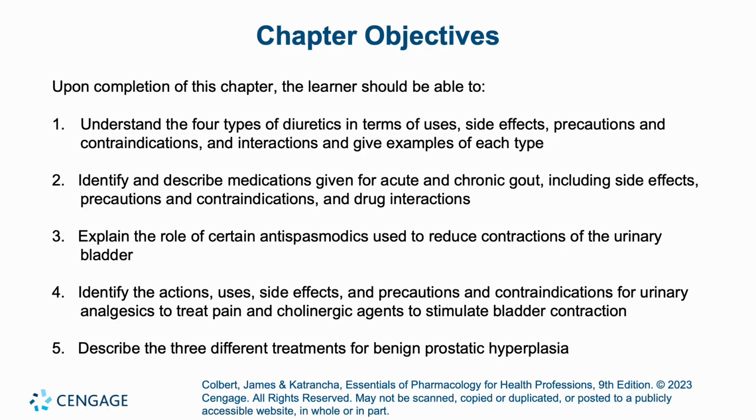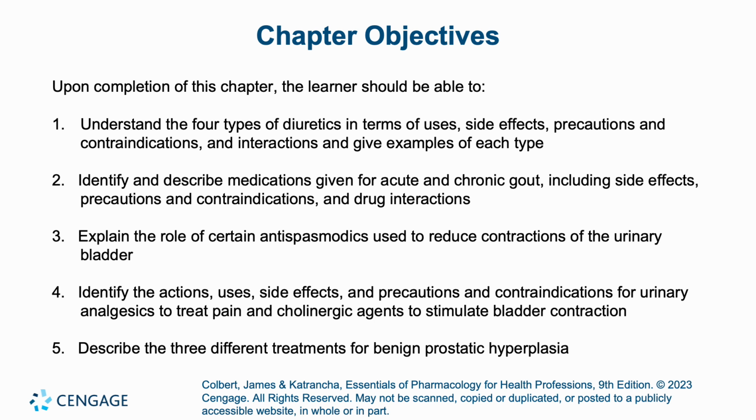Chapter Objectives. Upon completion of this chapter, the learner should be able to understand the 4 types of diuretics in terms of uses, side effects, precautions, contraindications, and interactions, and give examples of each type. Identify and describe medications given for acute and chronic gout, including side effects, precautions and contraindications, and drug interactions.